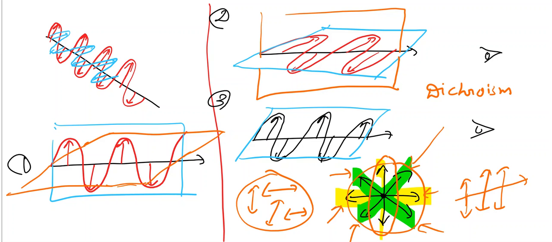So that is all about polarized and unpolarized light, plane of polarization and plane of oscillation.